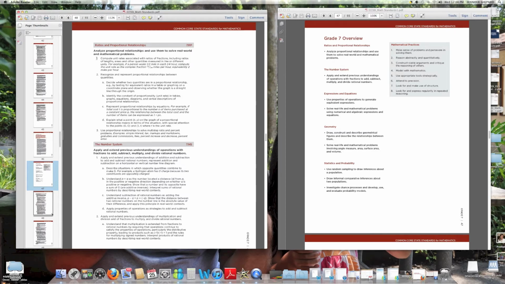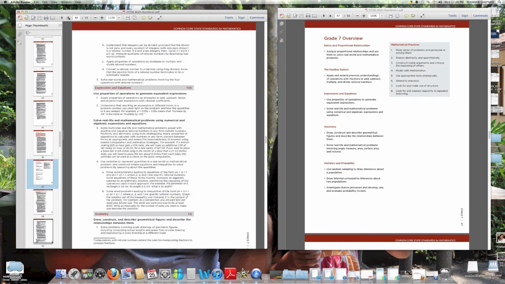So this is standard 1. We would write this as 7.RP for ratios and proportional relationships, .1, because that is the first standard in that cluster and in this domain. Now you can see here that there are 3 standards that go along with that one. The number system is next, and you can see that there are the standards there listed below. Expressions and equations. You can see the 2 clusters listed here, and there's the 2 clusters there with the standards below them that align with those clusters.